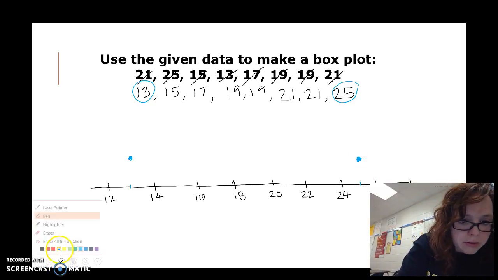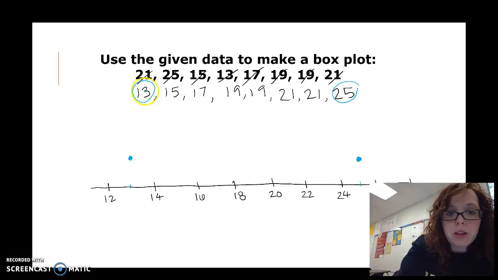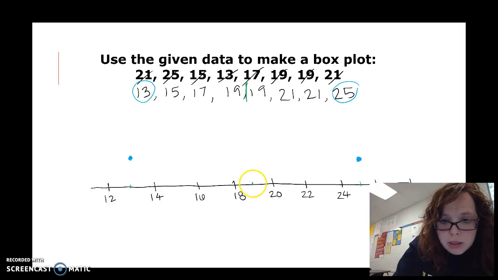Next, I'm going to find my median. So let's see, 1, 2, 3, 4, 5, 6, 7, 8 pieces of data. That means 4 need to be on each side, and it's going to be between the 4th and 5th. So 1, 2, 3, 4, 5. The median's between there. So let me do my median.